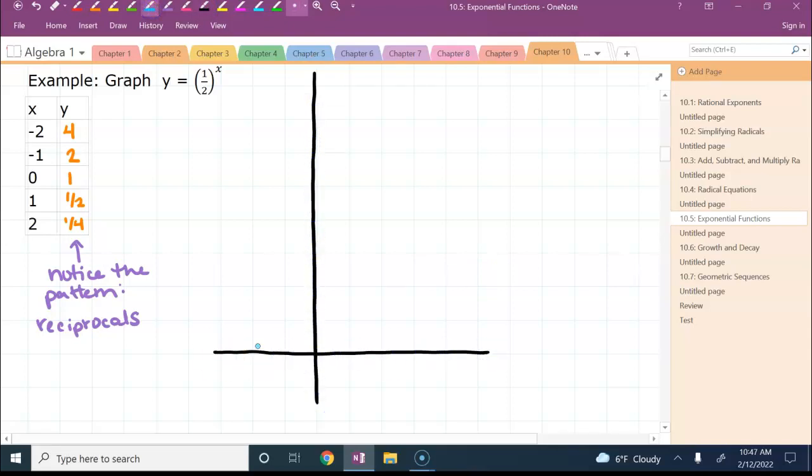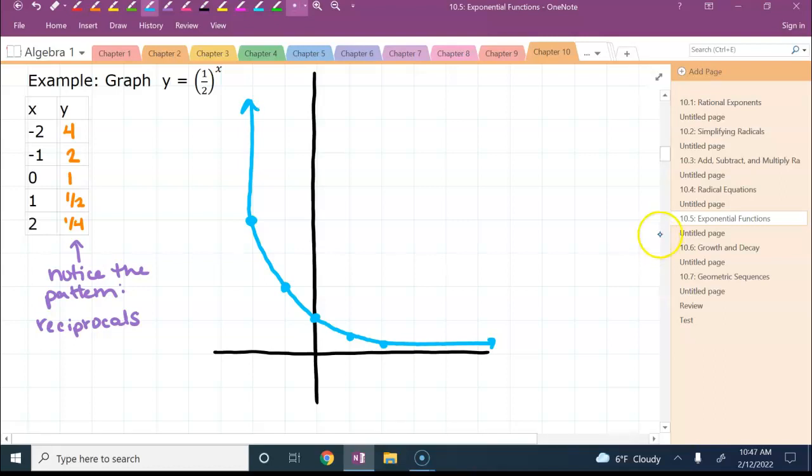at -2, I'm up at 4. At -1, I'm up at 2. 0 is at 1. 1 is at 1/2. And 2 is at 1/4. And so this one is kind of doing the opposite of what that last one did, in that it's going down over time. But again, it's going to have some of the same features that the exponential growth graph had.